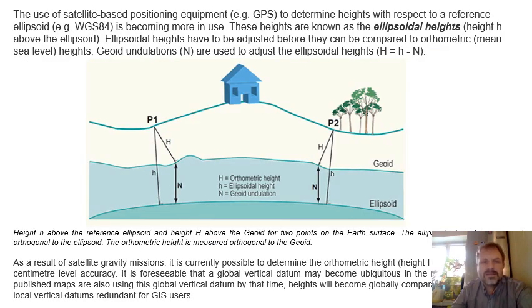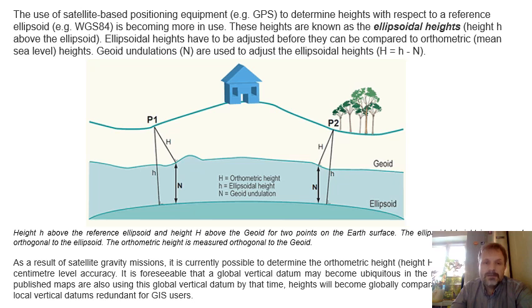The use of satellite-based positioning, for example GPS, to determine heights with respect to a reference ellipsoid. For example, World Geodetic System 84 is becoming more in use. These heights are known as ellipsoidal heights, heights above the ellipsoid. Ellipsoidal heights have to be adjusted before they can be compared to arithmetic mean sea level heights.